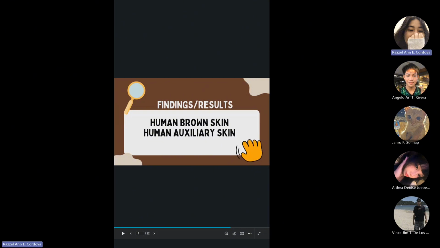In our findings, we were able to identify the three main layers of the skin. We were also able to observe the accessory structures such as coiled sweat glands, the oval hair follicles, and the lobulated sebaceous glands. These structures help in protecting the skin and maintaining body functions.